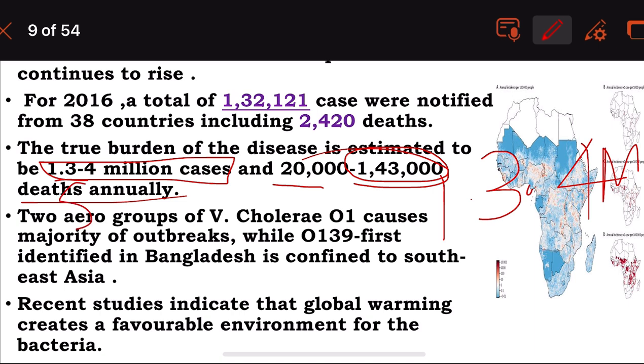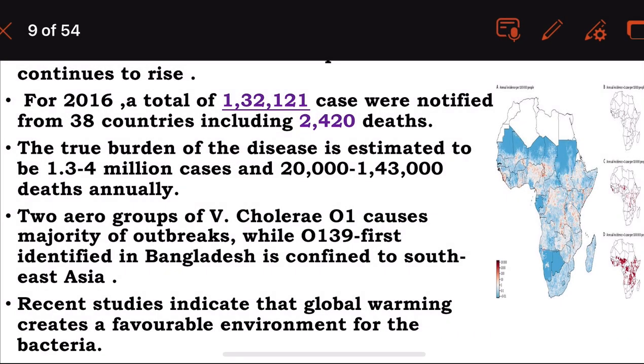Two serogroups, okay, it is serogroups. Two serogroups of Vibrio cholerae, that is Vibrio cholerae O1 and Vibrio cholerae O139. Out of which, the most common serogroup responsible for the cholera pandemics is Vibrio cholerae O1. It produces the cholera toxin which causes the profuse watery diarrhea. We see it is Vibrio cholerae O1.